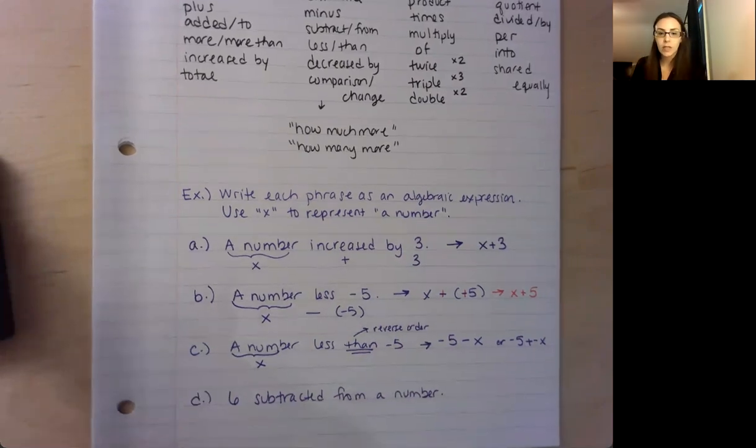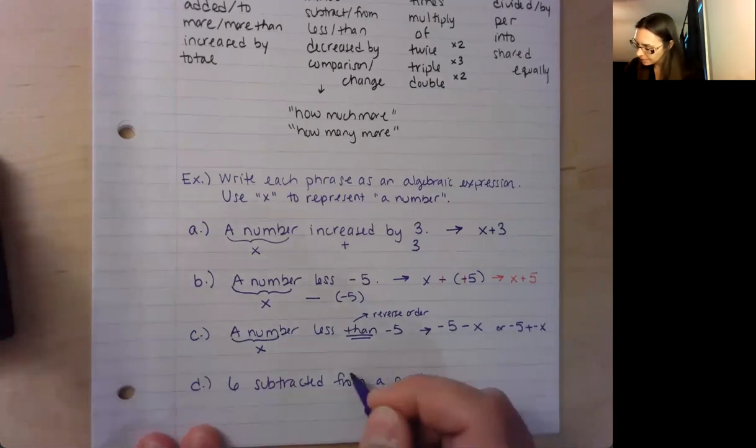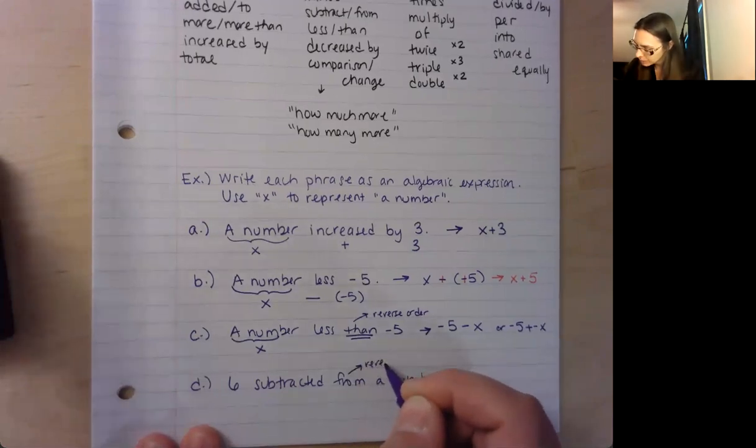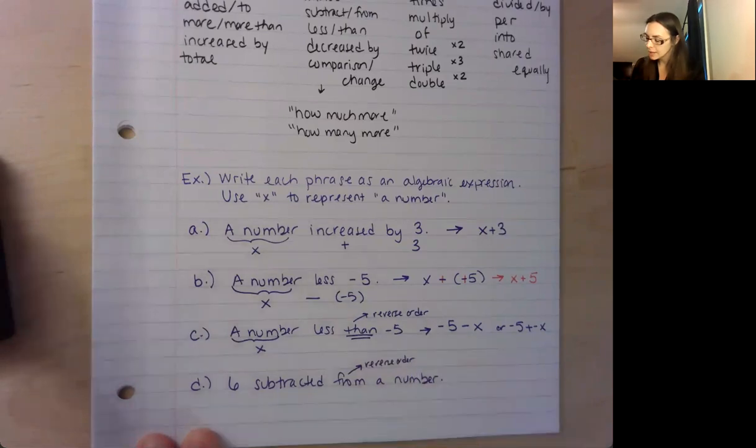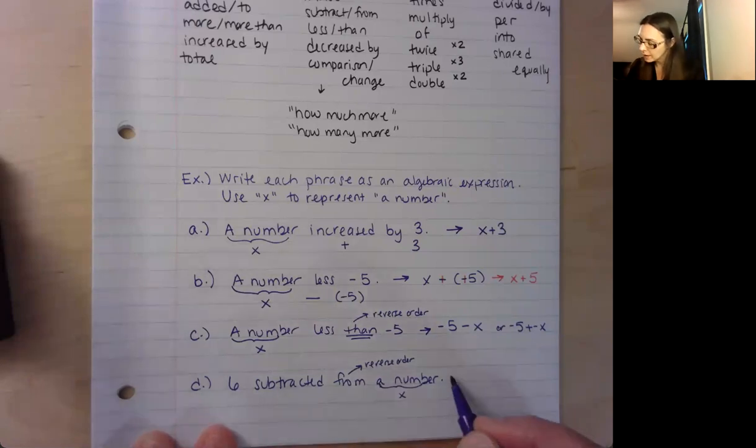Another word that also reverses the order is that word from. Okay. So 6 subtracted from a number, again, that number we're just using x, but because we're reversing the order here, it's going to become x minus 6 instead.